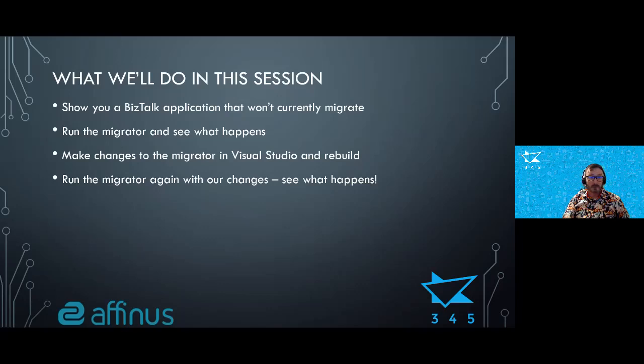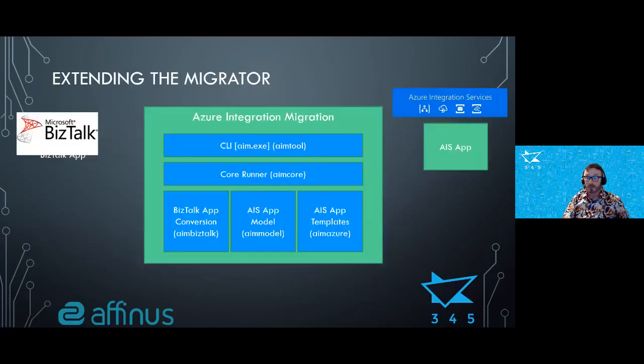We are just looking at the BizTalk Migrator and what we did. Last time we went through this, we showed that you've got your BizTalk app on the left, your Azure Integration Services app on the right, and the touch points you might be involved in. Obviously, there's going to be documentation, so the user guide and what the capabilities are. You go to the AIM tool library for that.